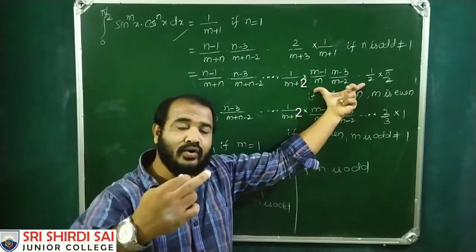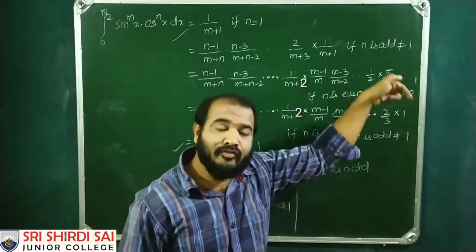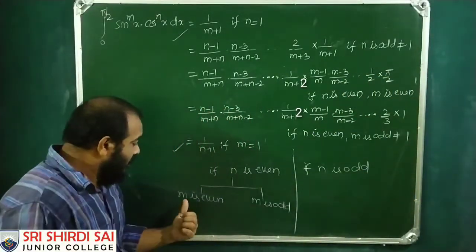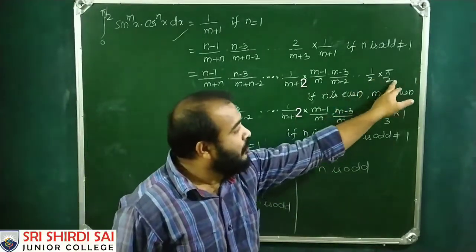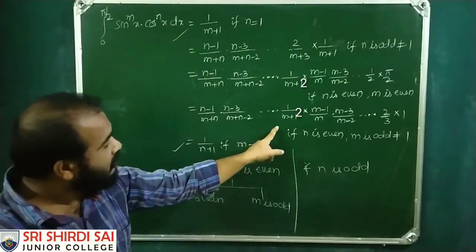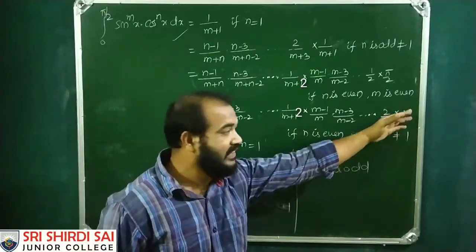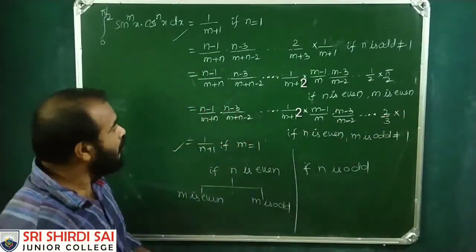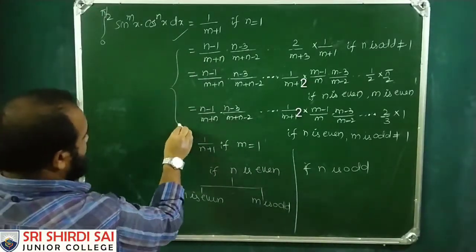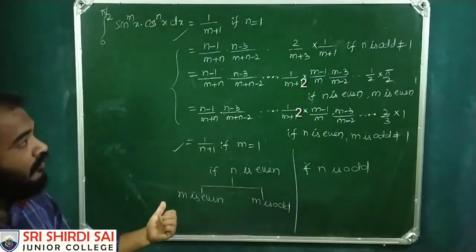Integral 0 to pi by 2 of cos power n x dx is n minus 1 by n into n minus 3 by n minus 2 etc. If it is even, 1 by 2 into pi by 2. Therefore, if n is even and m is even, 1 by 2 into pi by 2 is what we get. If m is odd, the same thing, n minus 1 by n, the second part n minus 3 by n minus 2 etc., 2 by 3 into 1. So the whole thing revolves around these 3 things only, which we will be discussing in the solving exercise.